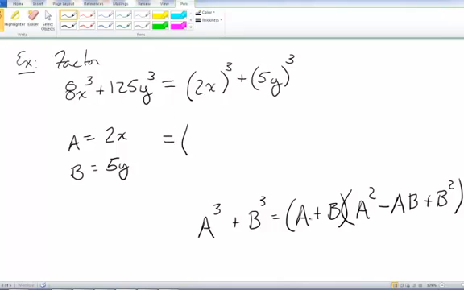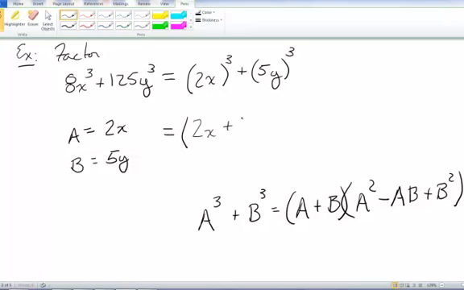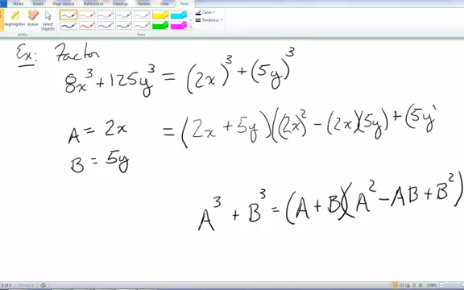The formula says we take a plus b, and we've identified a to be 2x, plus b, which is 5y. Okay. That's the a plus b part. Times, and now here I'm going to write out all the parts of this. A will be 2x, and that gets squared, minus, what is a? It's again 2x, times b, which is 5y. And if you wanted to simplify this all at once, you could, but I'll take a second line to do that, plus b squared, and again I'm going to write that as 5y squared. Okay, so there's my binomial part, and here's my trinomial part.